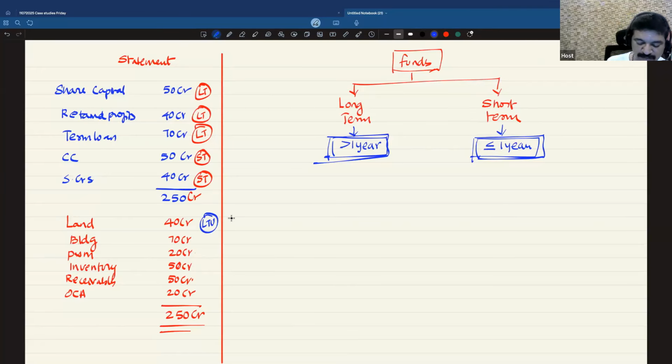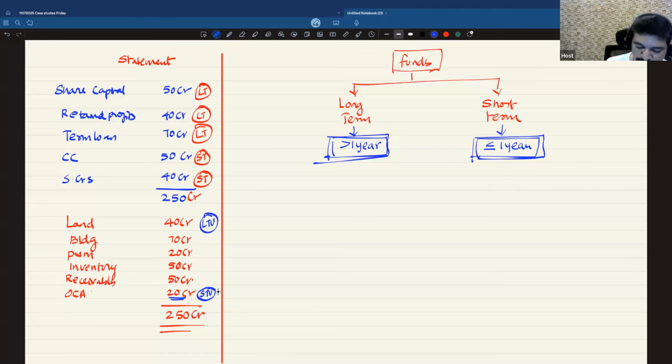Okay. I have invested 20 crore in bank deposits, which I will liquidate whenever I want, sitting under other current assets. Not a long-term deposit, but short-term securities or deposits. Will you call it a long-term use or short-term use? We will call this a short-term use.